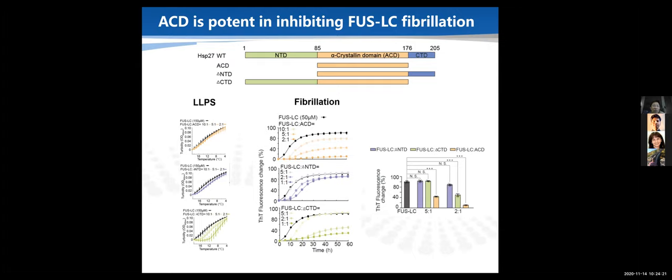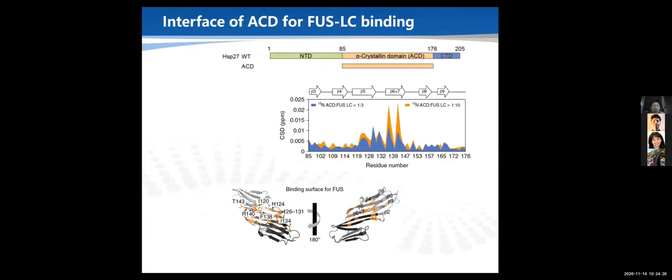So this domain is more efficient in preventing the FUS phase transition. And we did an NMR titration experiment showing that this ACD core region just uses the beta 5, 6, 7 patch to interact with FUS and prevent its fiber formation, as shown by the NMR experiment.